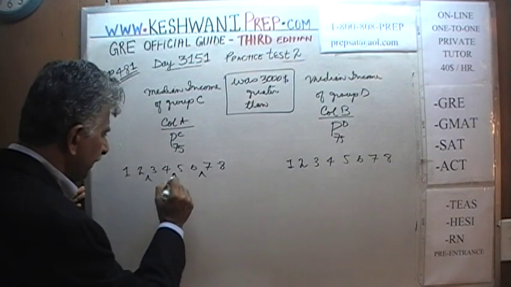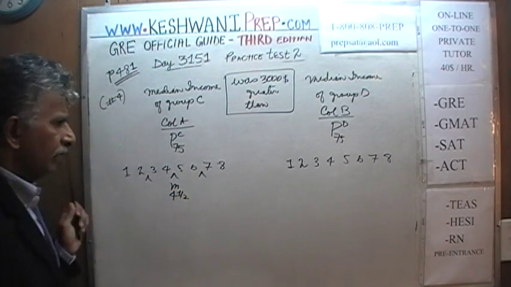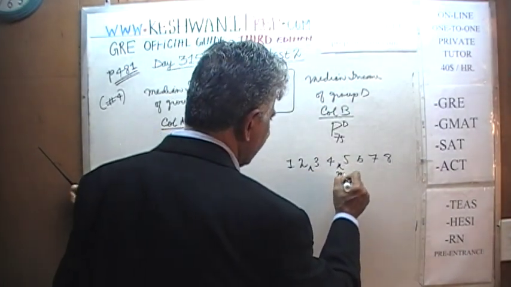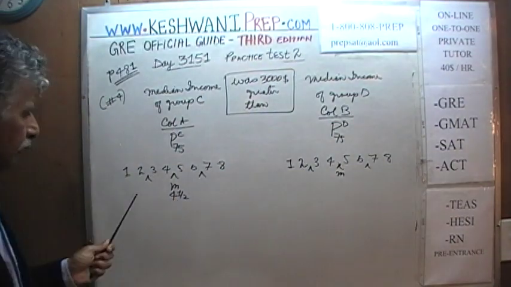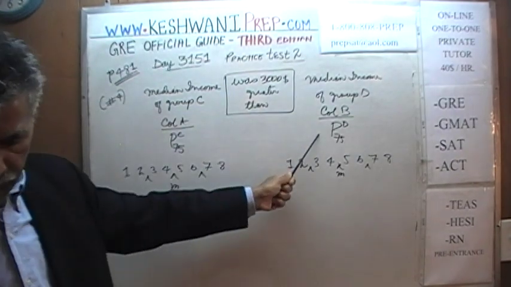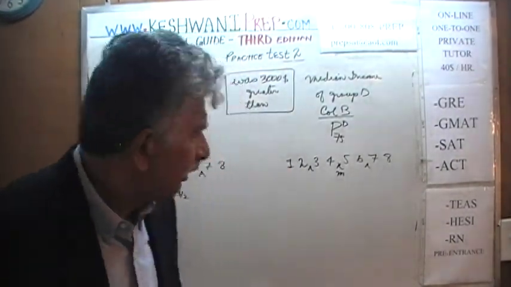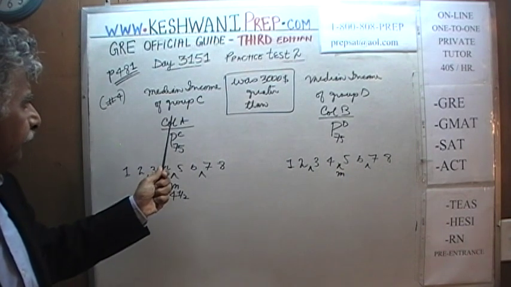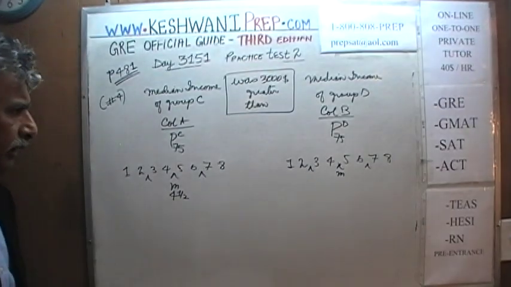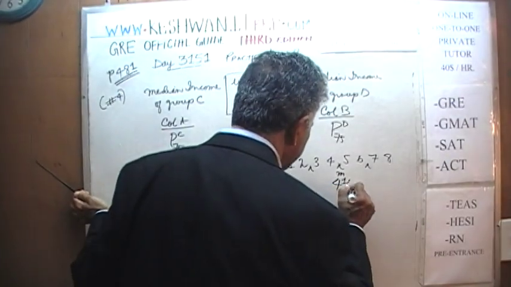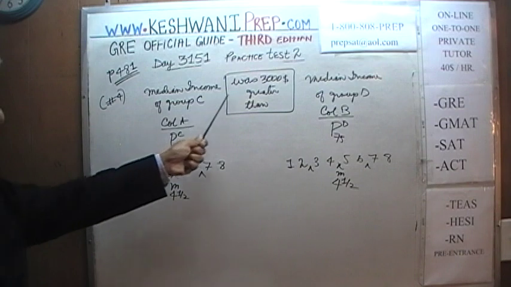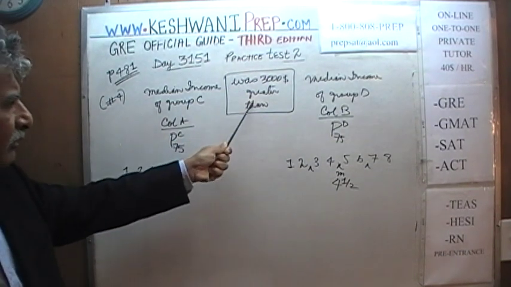Right here is our median. Median in this case will be 4.5. And here, this is the end of the first quartile, the beginning of the second quartile, the median, and the third quartile. We are told that the median of this group was 3,000 greater than the median of that group. Oh, it's the other way around. Okay, but right now it doesn't look like it. Median of this group is 4.5, and median of that group is 4.5 too. It says median of group C was 3,000 greater than the median of this group.